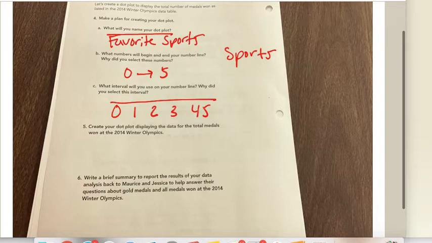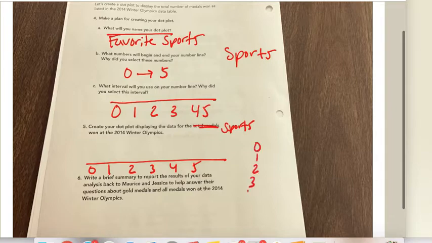Create your dot plot displaying the data for the total medals won, which I decided to change because we already talked about this in class, and I said let's talk about sports. So let's say I make my dot plot and I have down 0, 1, 2, 3, 4, and 5. And let's say I was collecting data and I have my little checklist here, off to the side, 0, 1, 2, 3, 4, 5. And let's say I asked my AC class, I went through each student and I said, how many sports do you play?